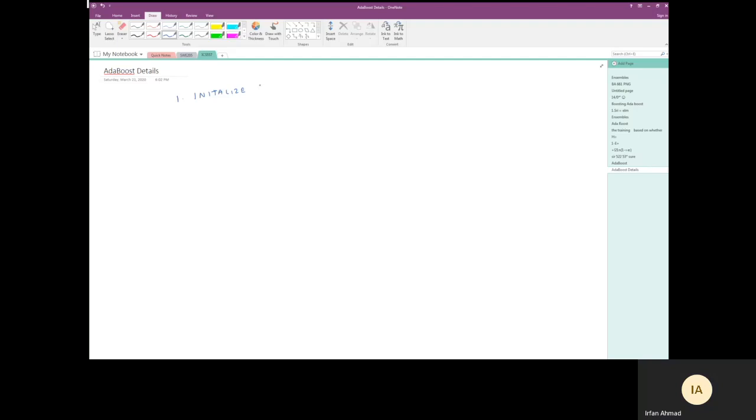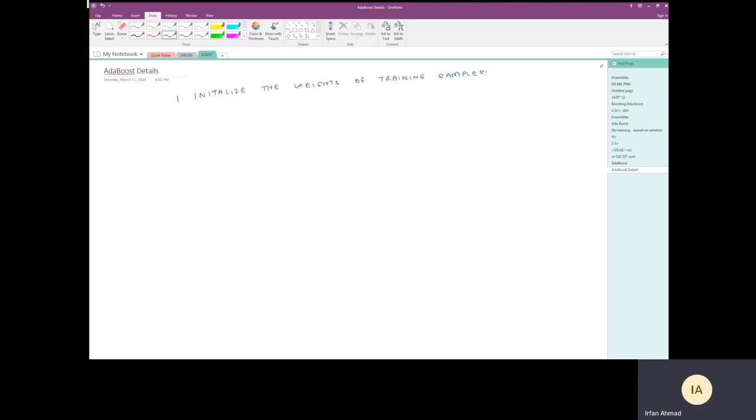initialize the weights of training samples. And as we said before, initially there might not be any justifiable reason to have different samples having different weights. So how we initialize is, we can just give equal weight to each sample.